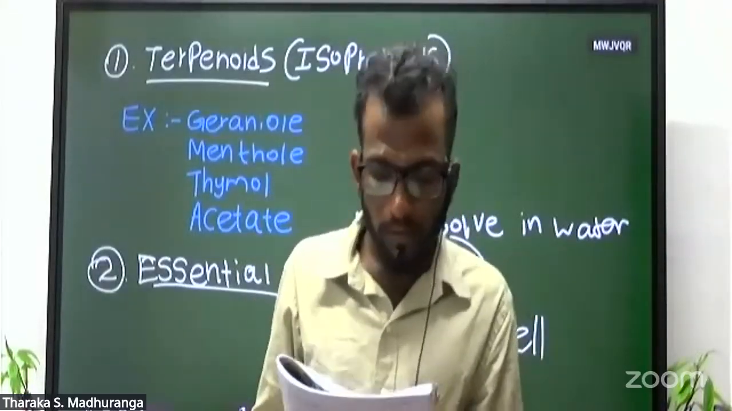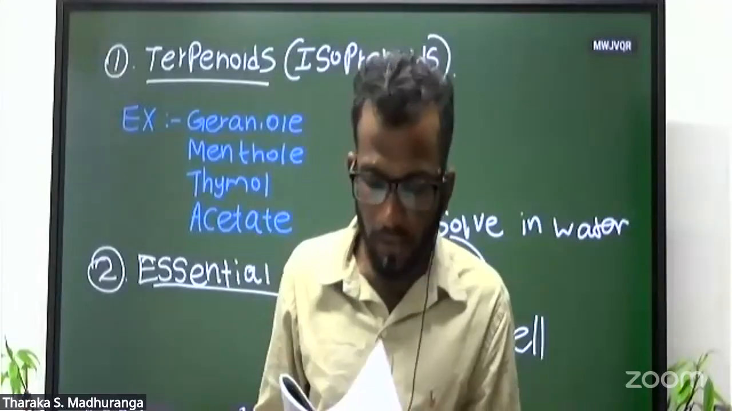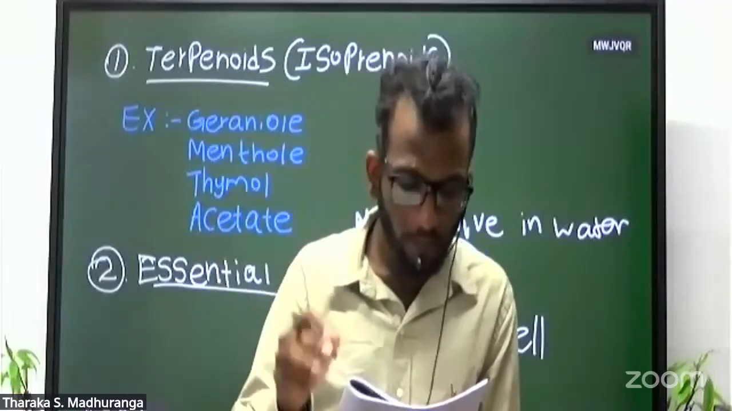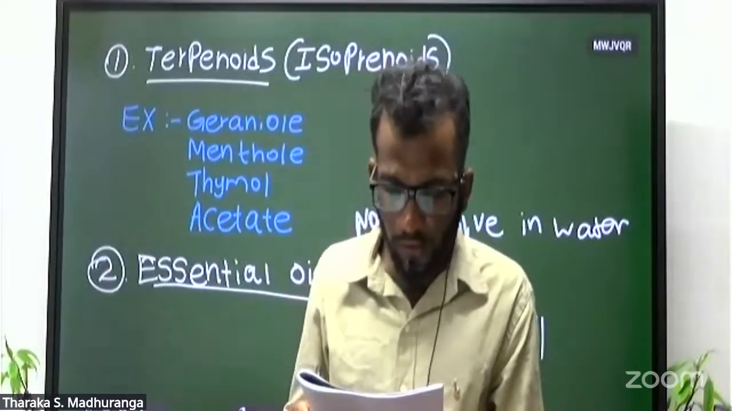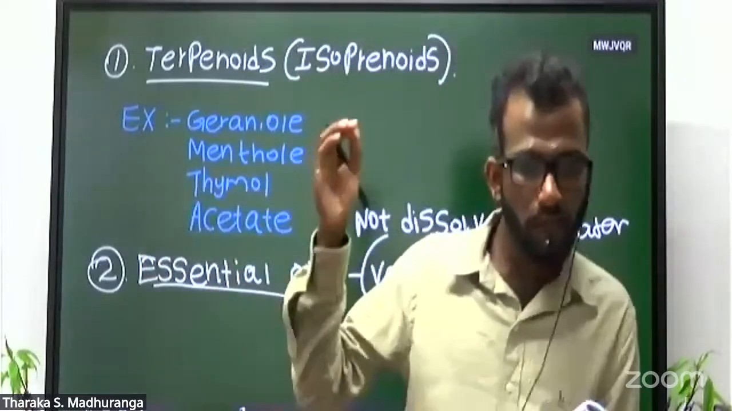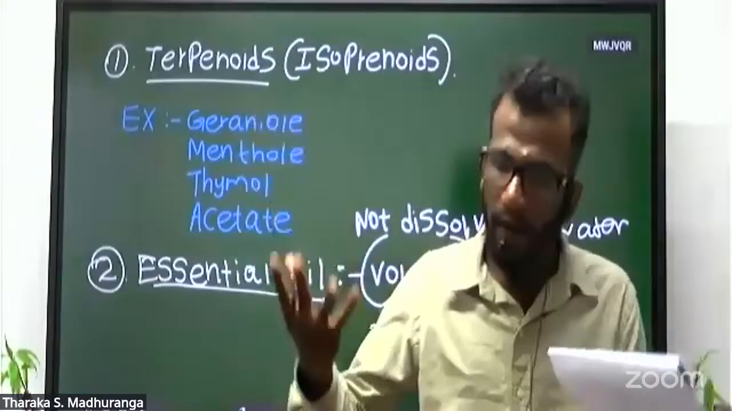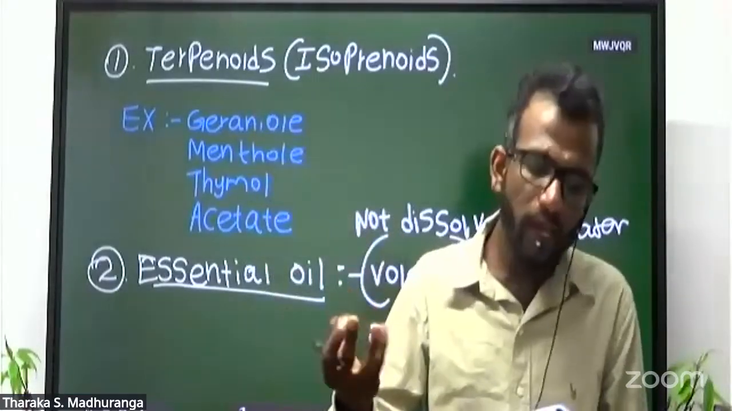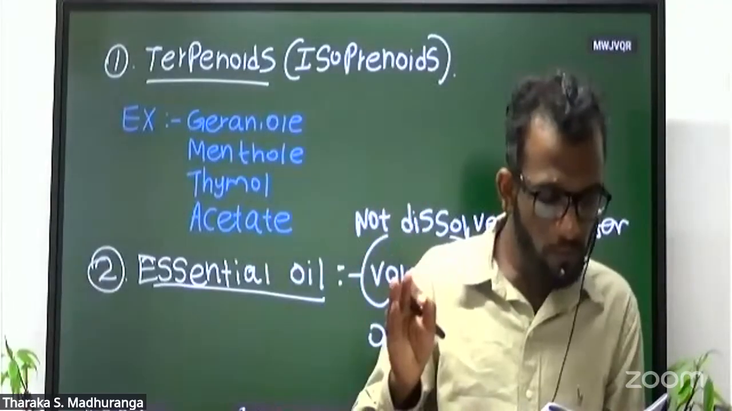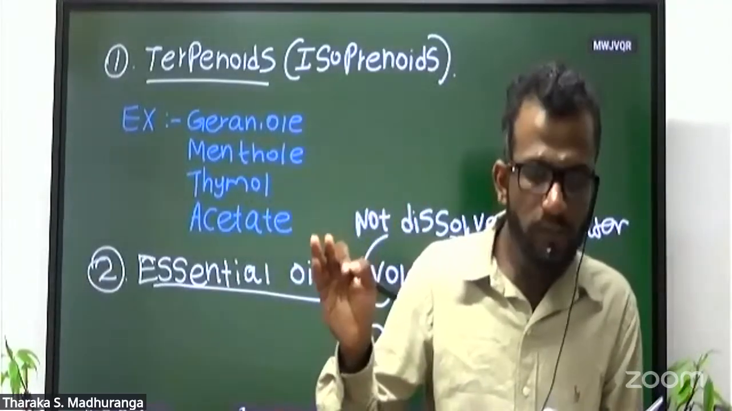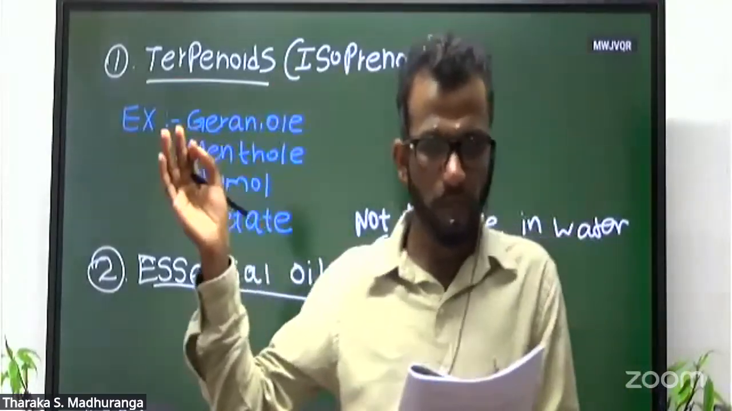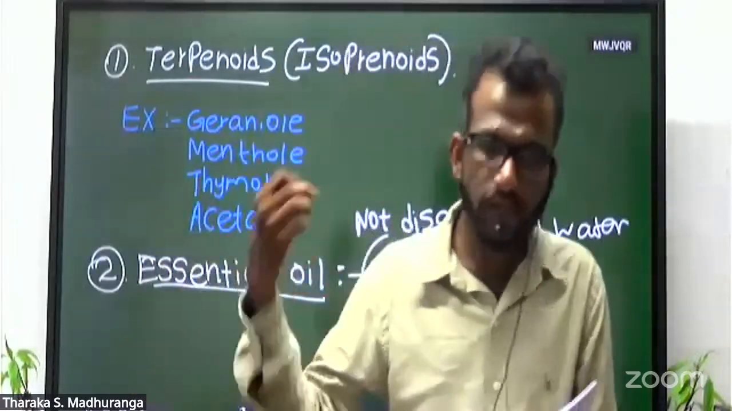The main compound is geraniol. Geraniol is the main secondary metabolite compound, and it is a terpenoid. That's why terpenoids and essential oil are actually one group. The oil type is citrus oil, the main compound is geraniol, geraniol is a terpenoid, and citrus oil is an essential oil.